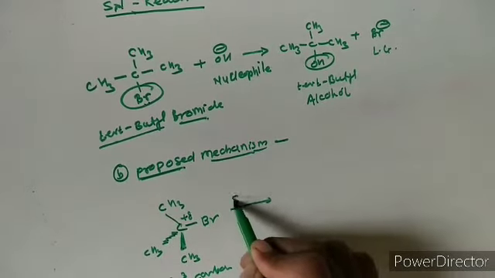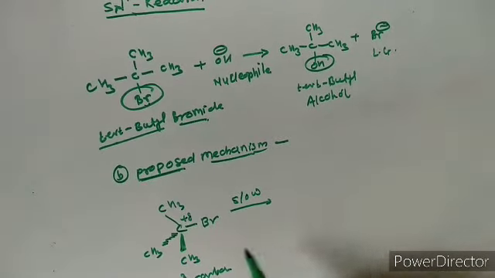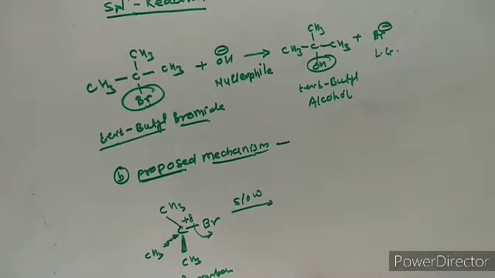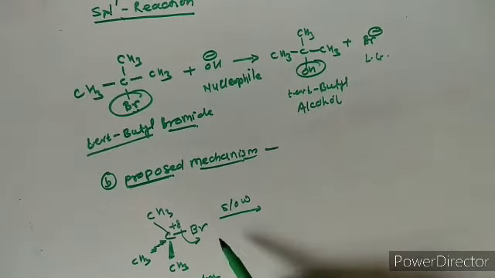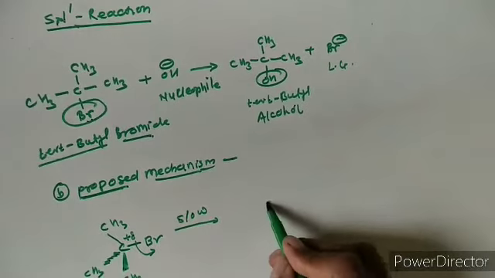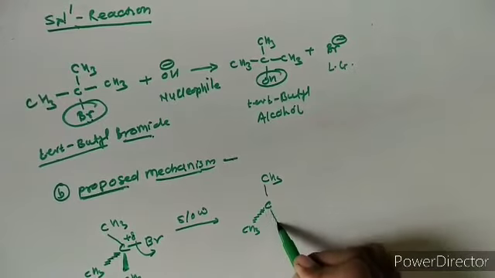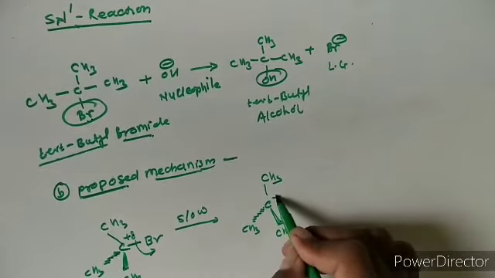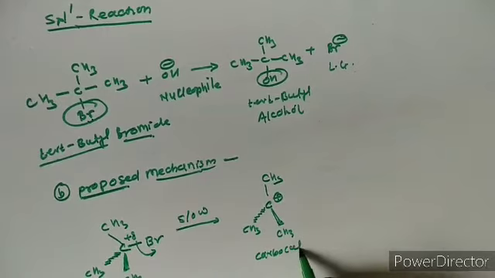So let's see what happens in the slow step. As we know, it is a first order reaction, so there is breaking of the carbon-halogen bond in the slow step. There is no role of the nucleophile in this step. So only the reactant breaks its bond to form a carbonium ion or carbocation, (CH3)3C with a plus charge. So this is a carbocation having sp2 hybridization.